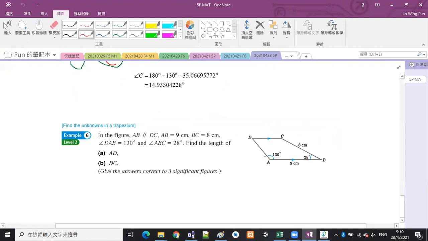AD, that is this length. Okay, what shall we do here? If there is no triangle, we need to draw some lines.